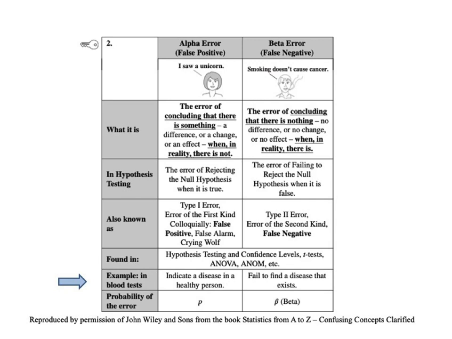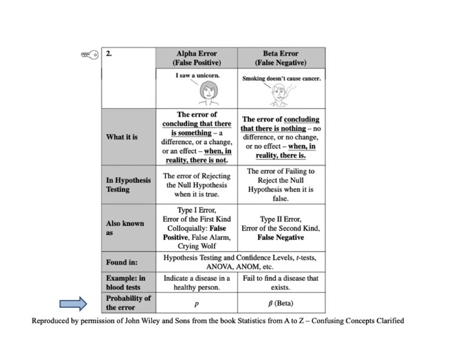As an example, in a blood test, an alpha error, that is a false positive, will indicate that there is a disease present when there is not, while a beta error will fail to find a disease that does exist. And finally, the probability of an alpha error is p, and the probability of a beta error is beta.